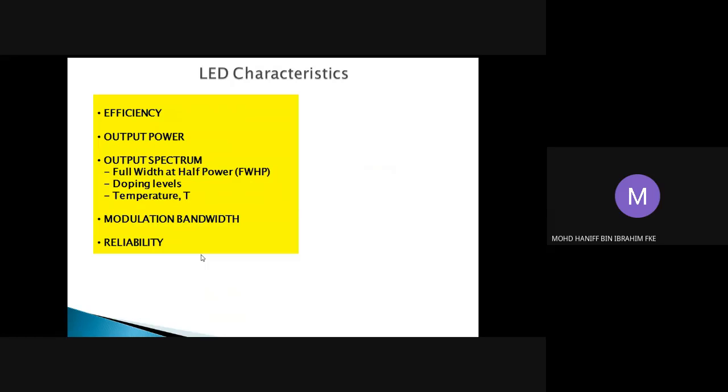All right, so now we are going to learn about the characteristics of the LED. There are a few characteristics that need to be understood. The first one is efficiency, and then we have the output power, then the output spectrum, followed by the bandwidth modulation, and also reliability.